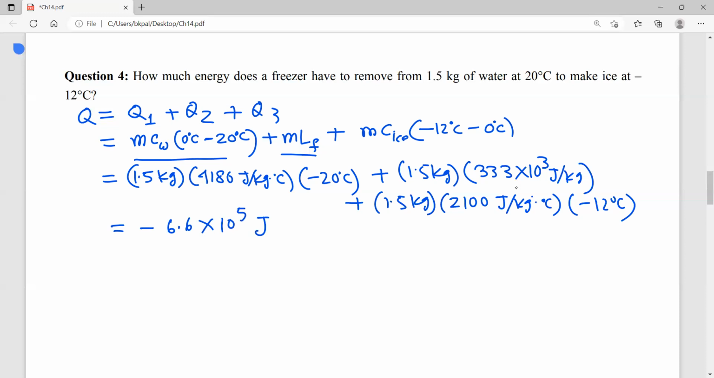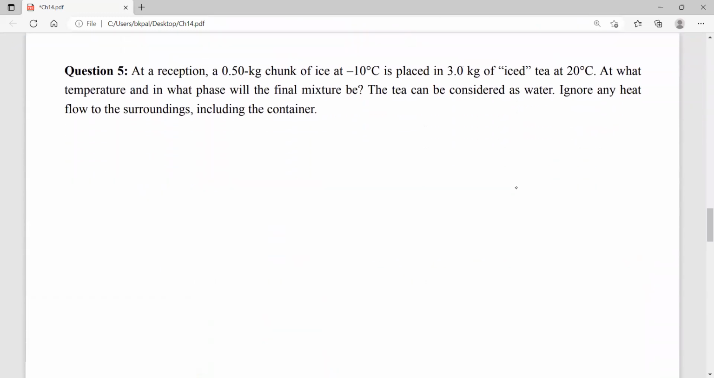So that tells us that heat is being removed, I mean, heat is leaving the system. The minus sign tells us about that. So negative means heat is leaving the system. All right, let's move on.